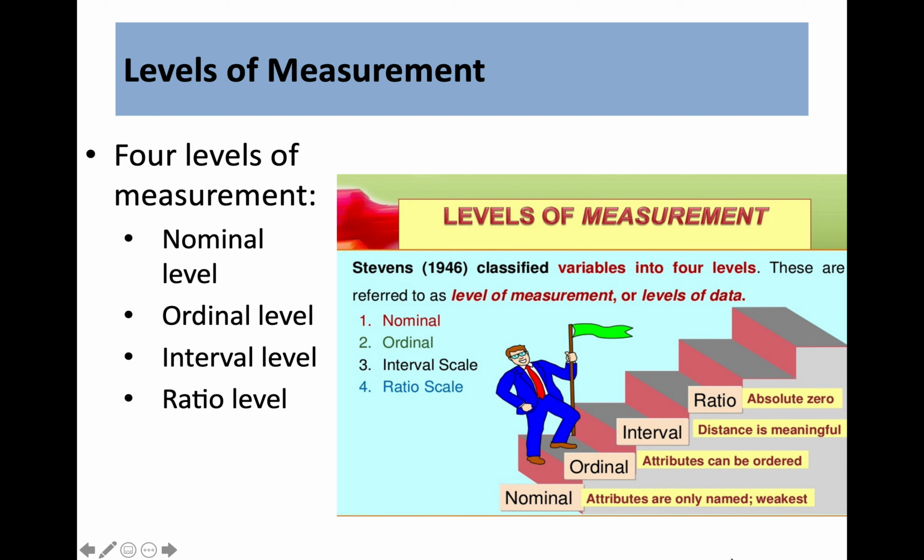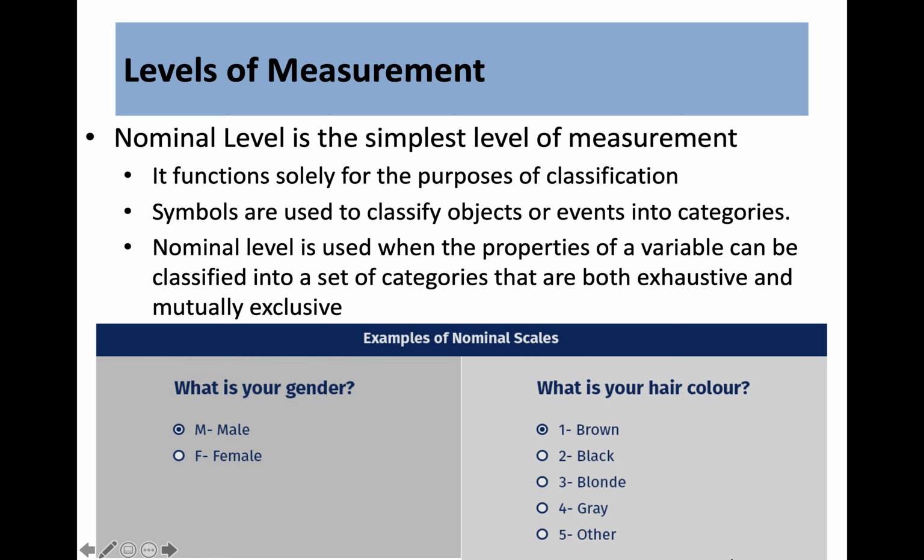There are 4 levels of measurement: nominal level, ordinal level, interval level, and the ratio level. I'm going to explain them all right now. The nominal level is the simplest level of measurement. It functions solely for the purpose of classification. Symbols are used to classify objects or events into categories. Nominal level is used when the properties of a variable can be classified into a set of categories that are both exhaustive and mutually exclusive.